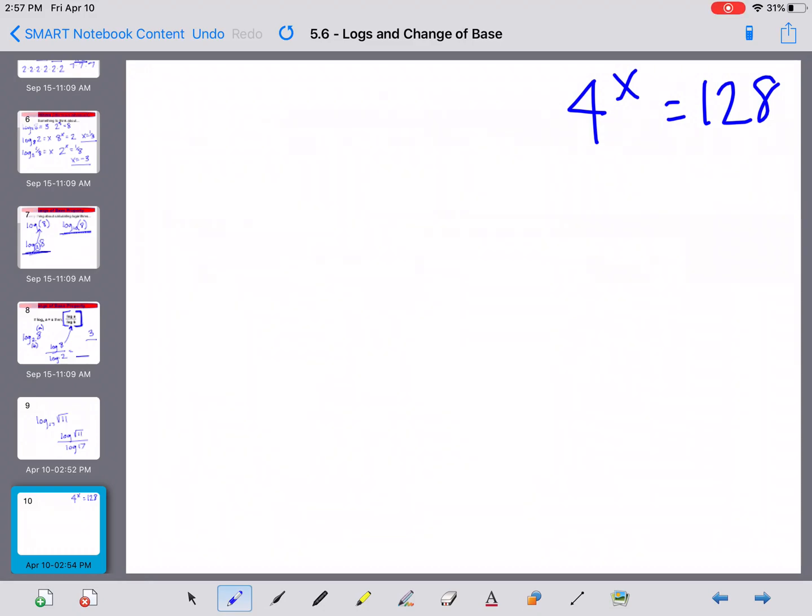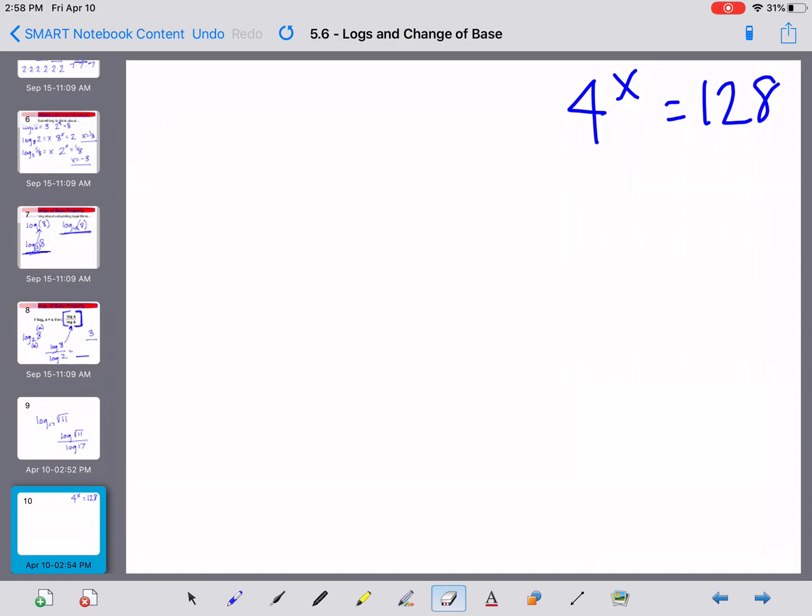Hey everybody, if you're watching this video, you want an explanation as to why change of base works. I'm going to explain that real quick as far as why we're using the change of base property and why that works to do log A over the log of B. We're going to explain why that actually makes sense. We're going to use this example of 4 to the x equals 128.